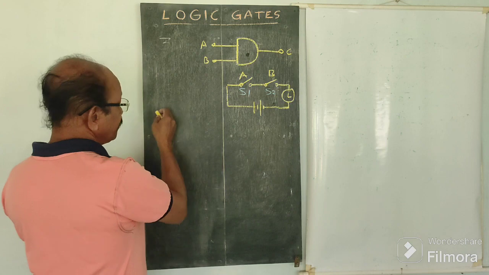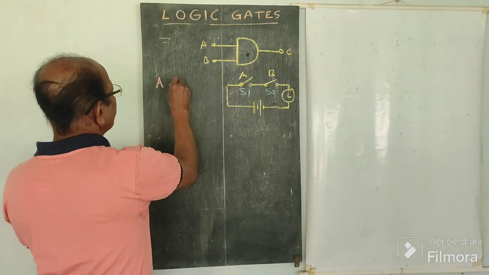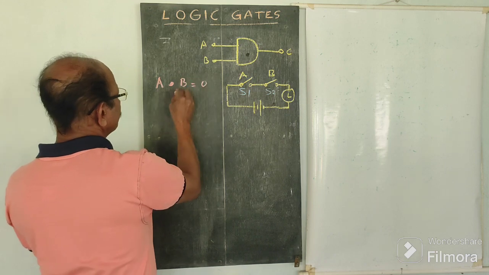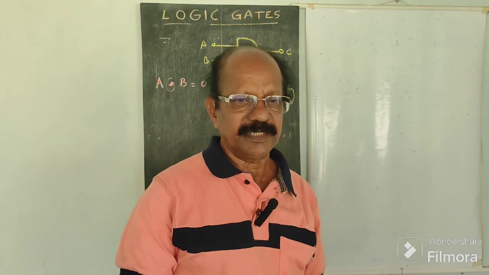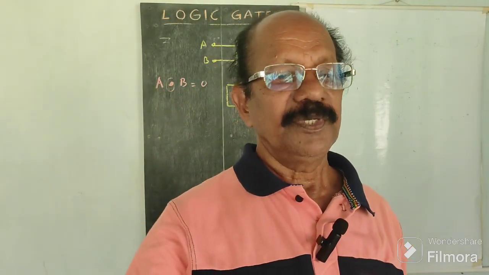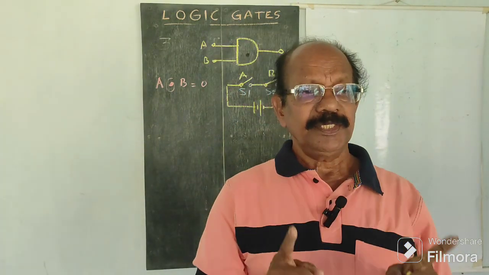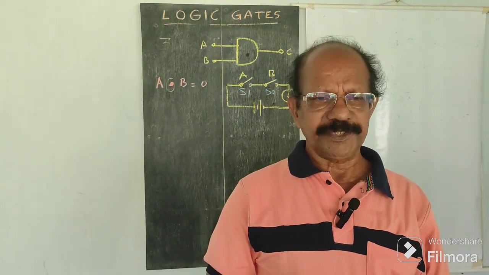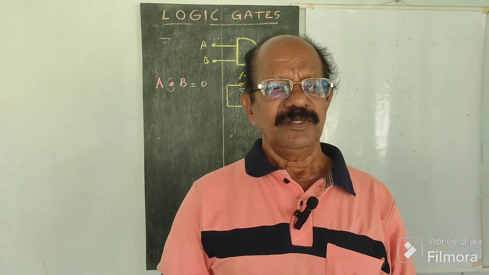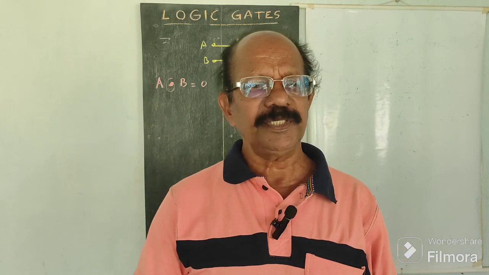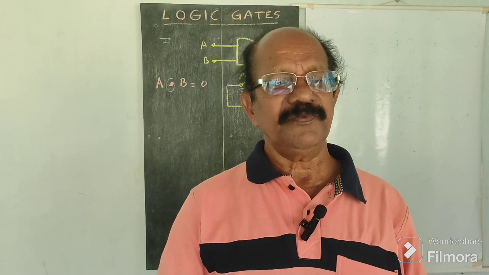Now here the explanation is given like this: A AND B is equal to 0. Note that the dot sign is used for AND. A AND B is equal to 0. Now the third logic is, in true or false terminology, the output of an AND gate will be true only if all the inputs are true. Okay, the AND gate works on Boolean algebra.